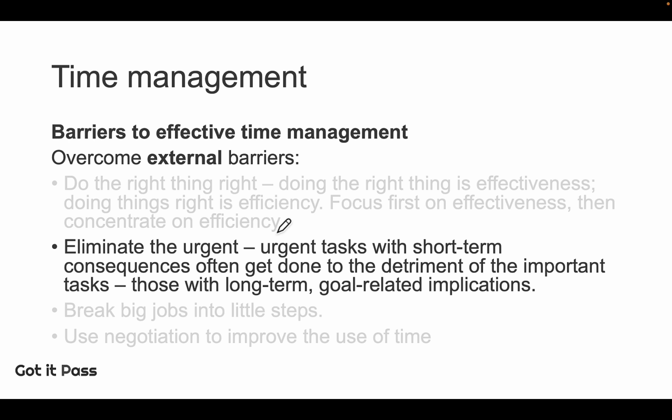Next, to overcome external barriers, eliminate the urgent tasks with short-term consequences that often get done to the detriment of the important tasks, those with long-term goal-related implications. In a lot of training, especially time management training courses, they introduce the matrix I just shared with you, urgency against importance. A lot of people just focus their work or time on urgent tasks without thinking whether those tasks are important to them. So here it's very important that you focus on the important tasks, not on those urgent tasks.